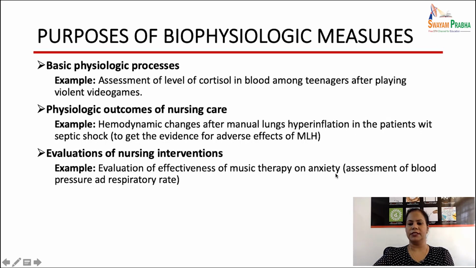Although anxiety can be assessed through other measures, for example, there are certain psychological tools and instruments available which can be used, it can also be assessed through blood pressure and respiratory rate. As we all know, in anxiety the blood pressure may shoot up and respiratory rate also goes up. So we can assess anxiety through biophysiological measurements also.